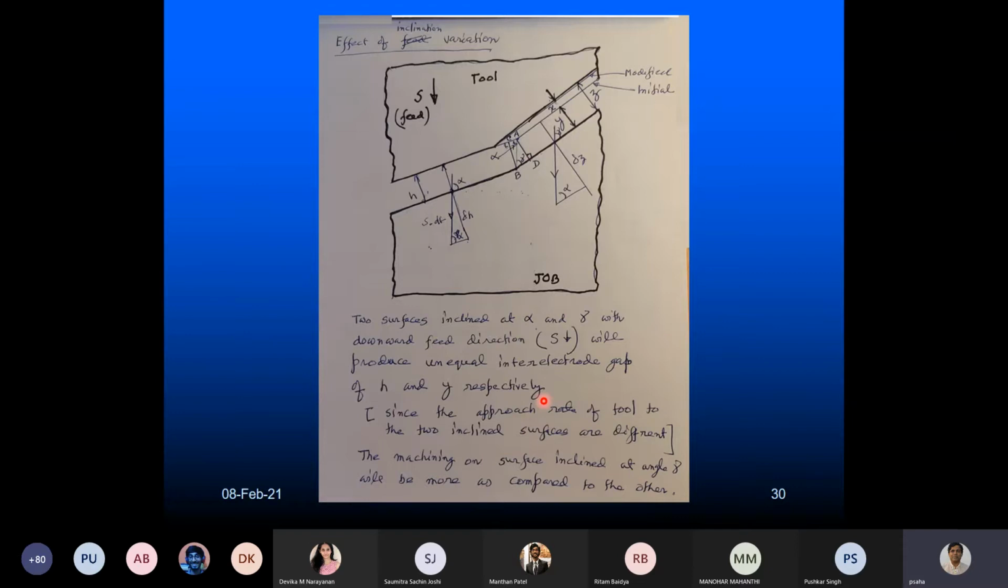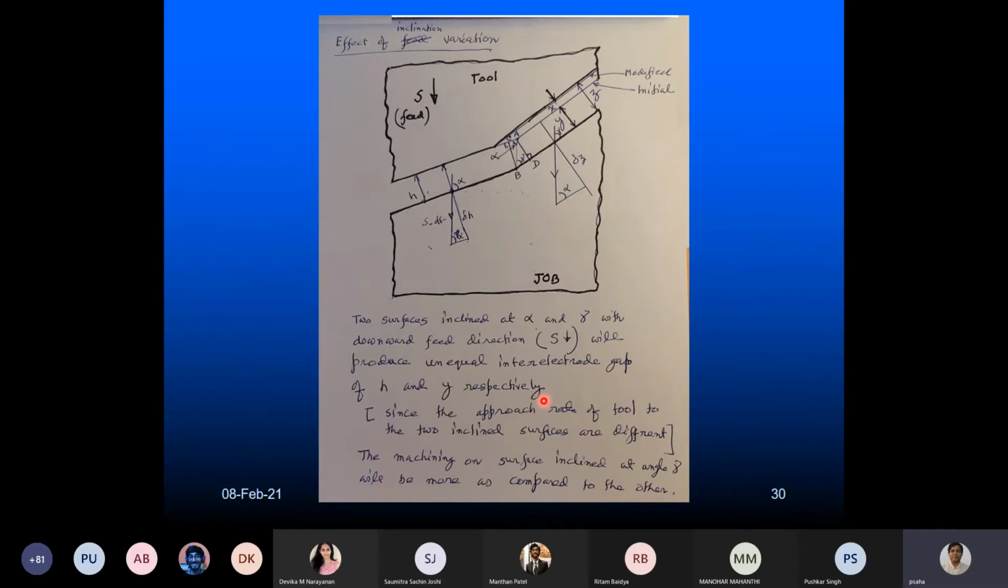Now friends, I will be talking about the effect of inclination variations on the tool surface. Say the tool may not always be a flat horizontal surface. The bottom surface of the tool always may not be like that. It may have a combination of several flat profiles which are inclined to the horizontal surface, or sometimes it may have a curvilinear curve profile. It may so happen.